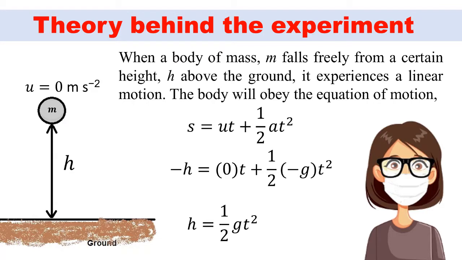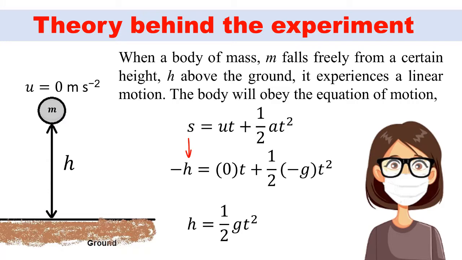When the body of mass m falls freely from a certain height h above the ground, it experiences a linear motion. The body will obey the equation of motion S equal to ut plus half at squared. The object is doing downward displacement from the falling point to the ground, so we have S is negative h.